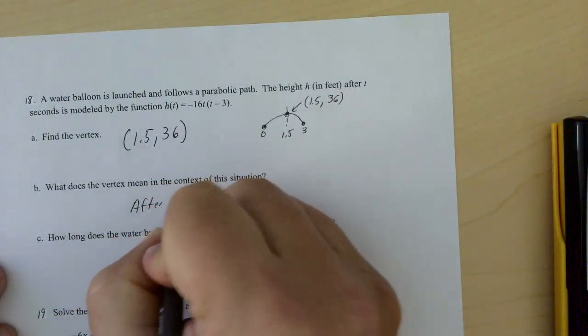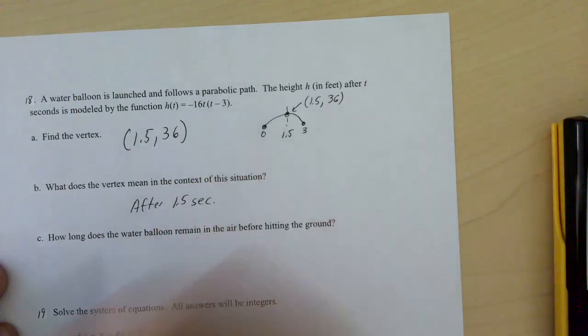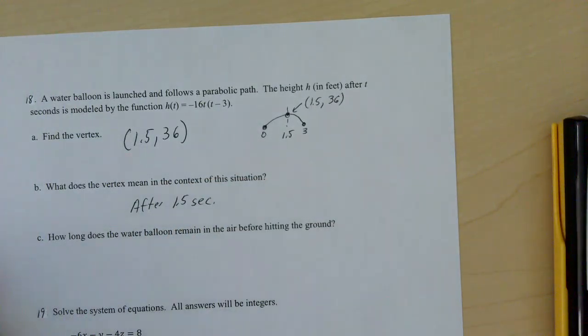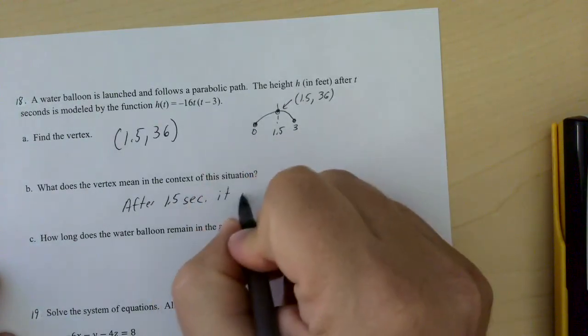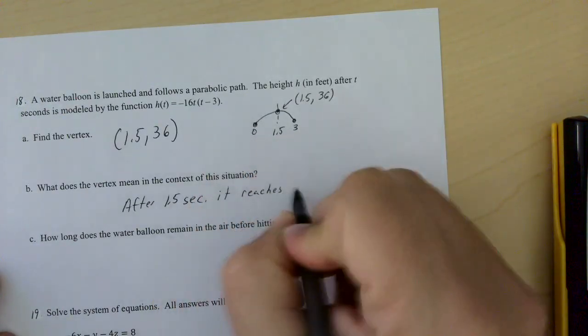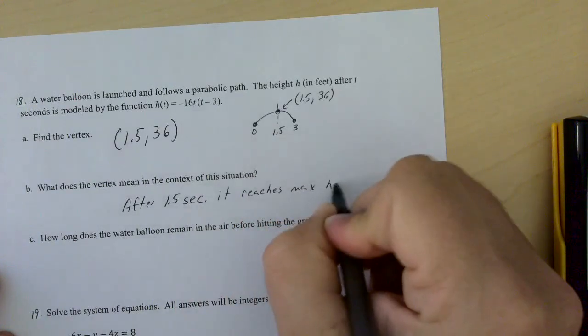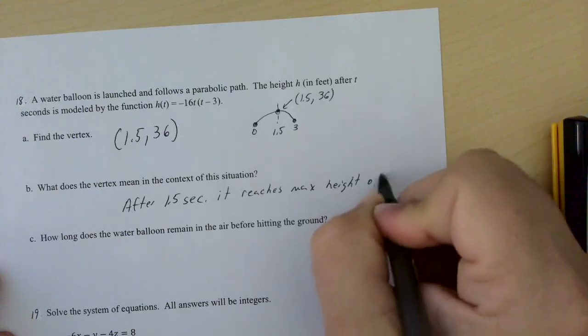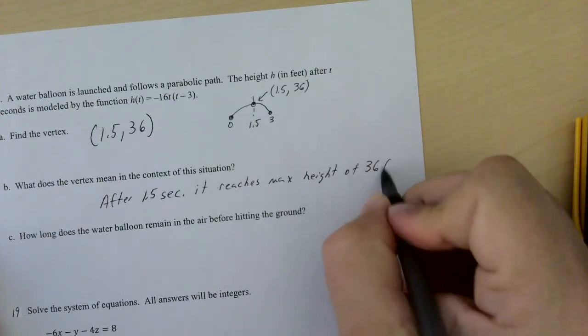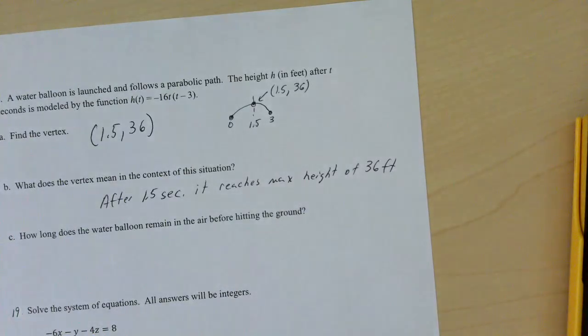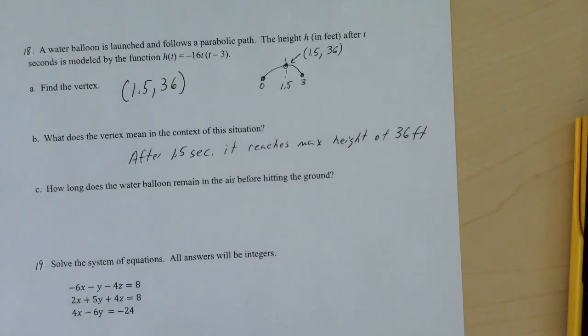After 1.5 seconds, that's where I would want you to label everything correctly. Know that 1.5 is seconds. It reaches a max height of 36 feet. Okay, and that's kind of what Big Ideas made you do. Once you found the vertex for a particular word problem, they just made you read a phrase and make sure you understand the full meaning of it.